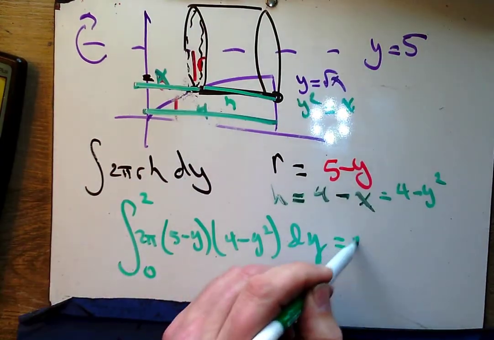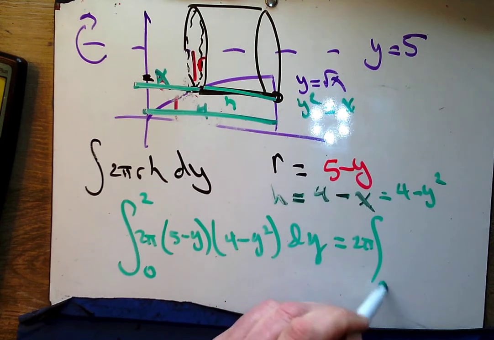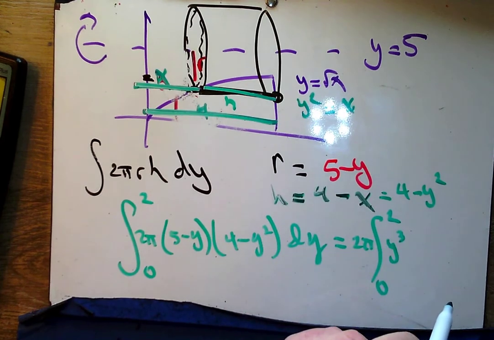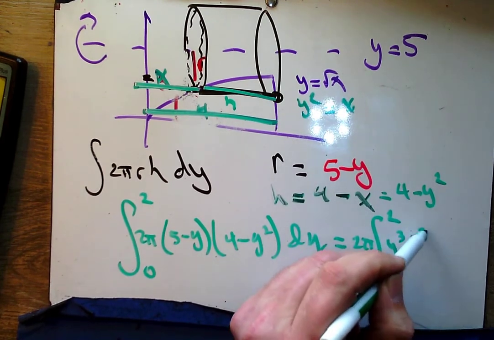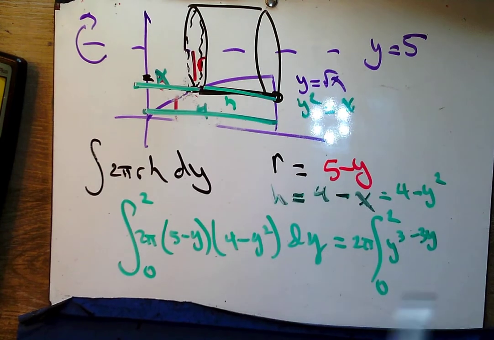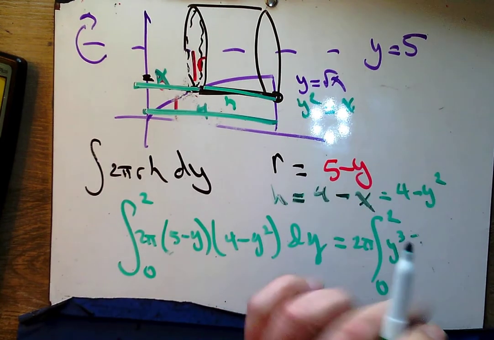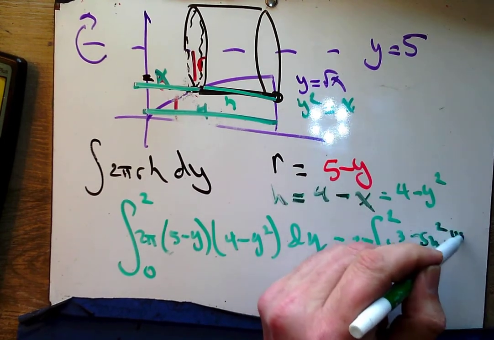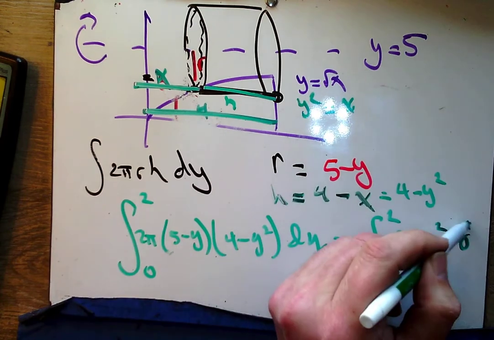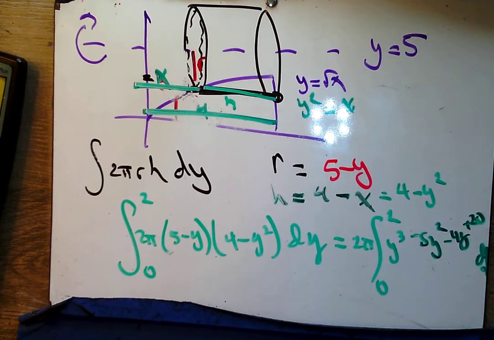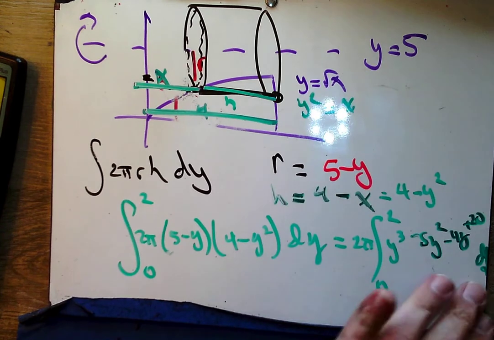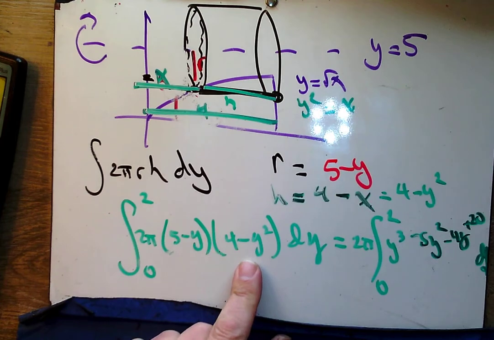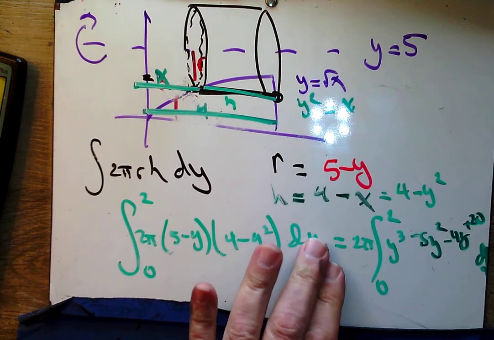Okay, so that's going to be 2 pi, 0 to 2, and some foiling here: y to the third, minus 5y squared, minus 4y, plus 20 dy. Okay, so we've got our 2 pi r h, so we should be good here just to integrate that.